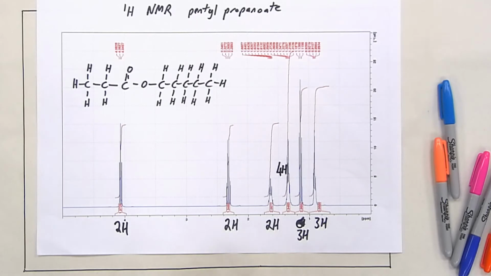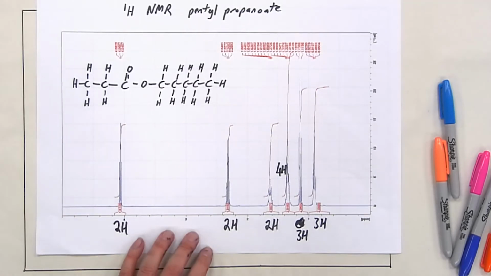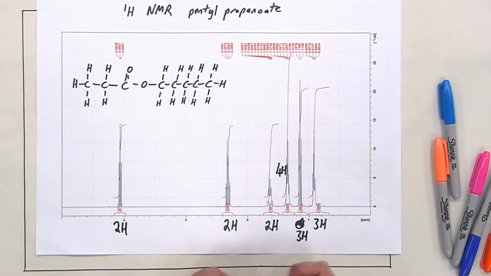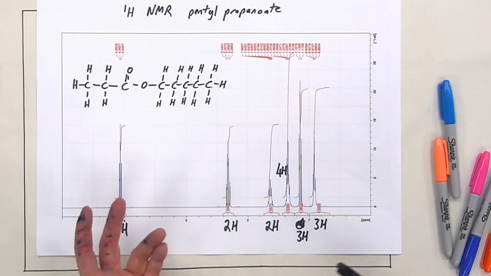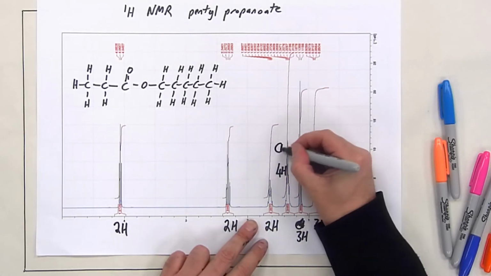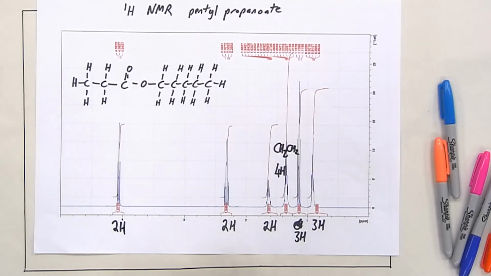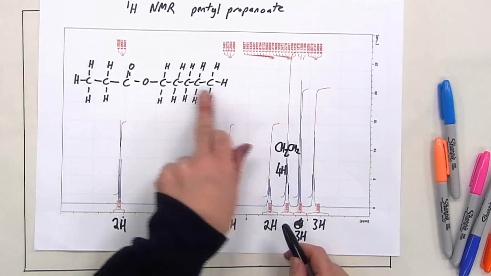Now, 4H, you can't have 4H in a molecule unless it's methane, because you're going to have carbon-carbon bonds, which means you can't have 4 hydrogens attached to the carbon. So what could that be? Well, the only way that could fit with our molecule is if it's actually a CH2 and a CH2. And what we're seeing there is part of this chain, okay?